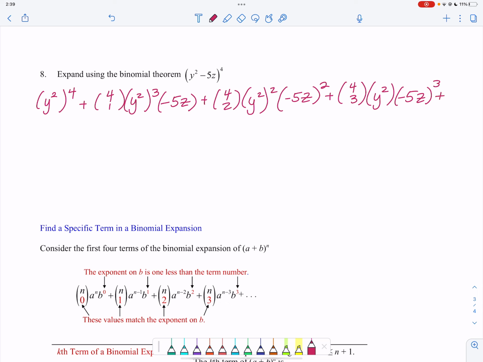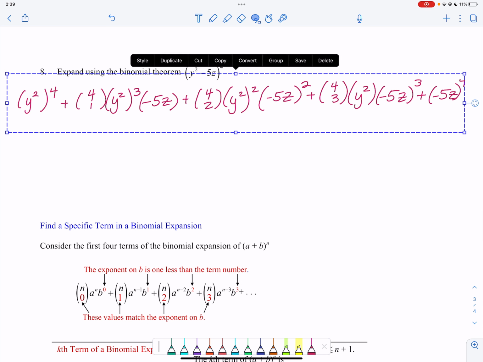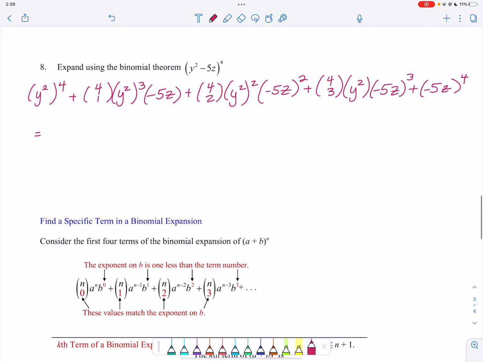And I may have just enough room to have negative 5z to the fourth power. So if you take some time and you multiply these out, you will see here we'll have a negative because of that negative 5z. So 20y to the sixth, z to the first. And you should come up with 150 y to the fourth, z squared.